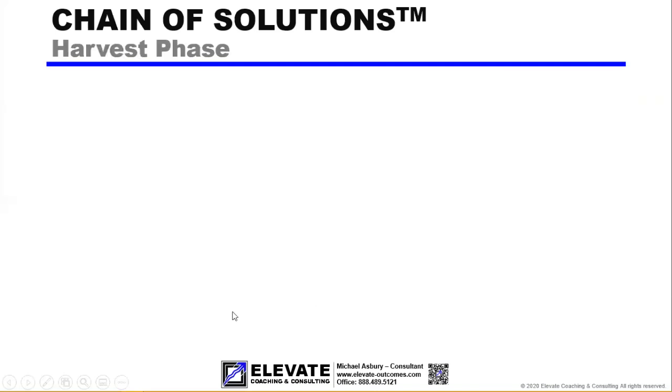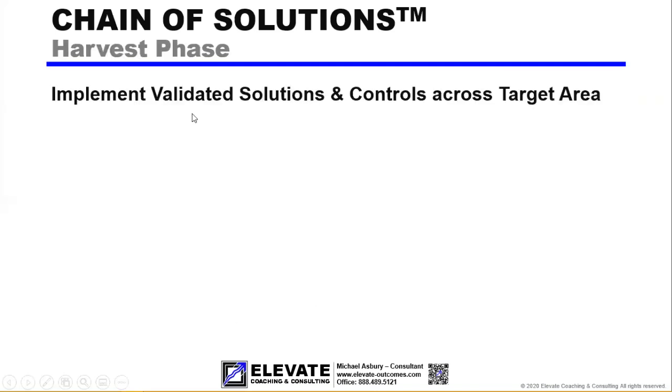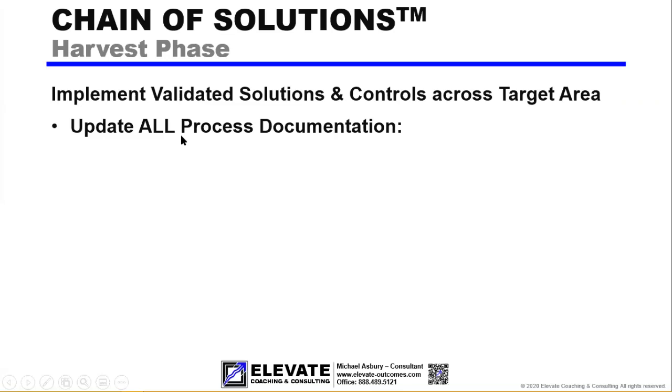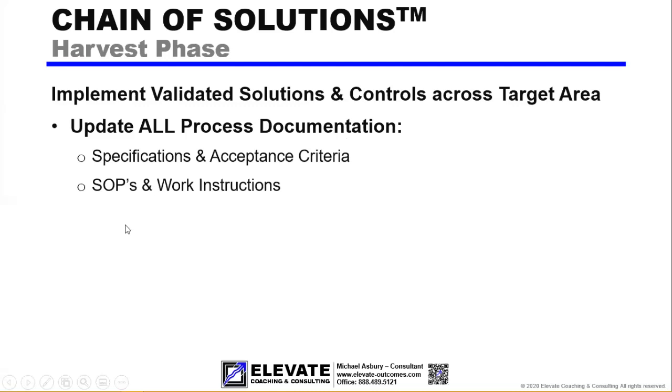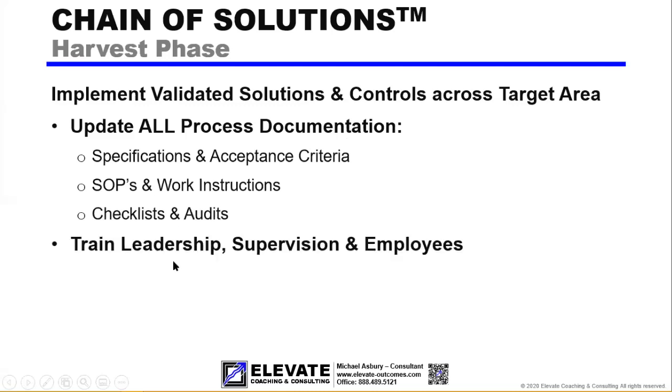Okay. So during the harvest phase, we're implementing the validated solutions and controls across the target area. So this means we need to update all the process documentation and follow our change management processes. So we're updating the specifications and the acceptance criteria, the SOPs and work instructions, any checklists and audits, and we're training the leadership and supervision and the employees on all the changes and all the updated documentation.